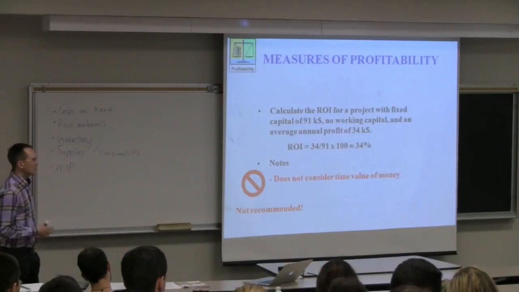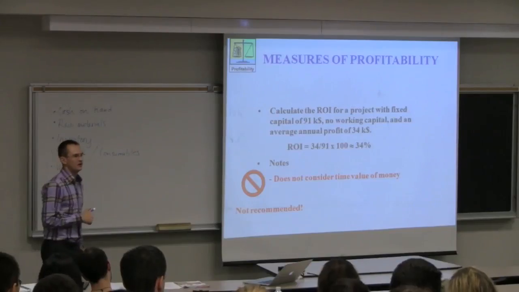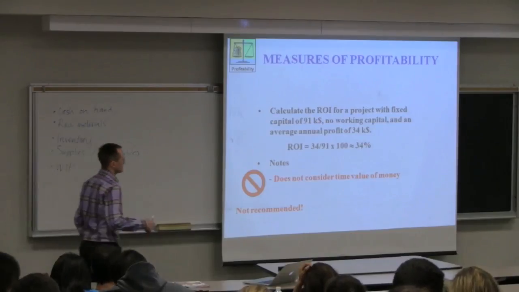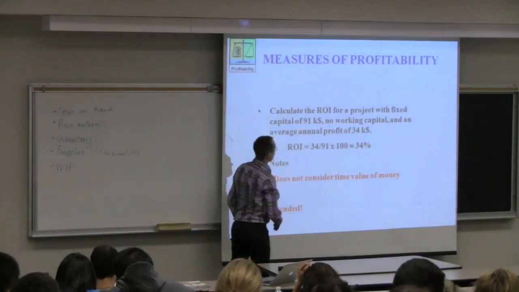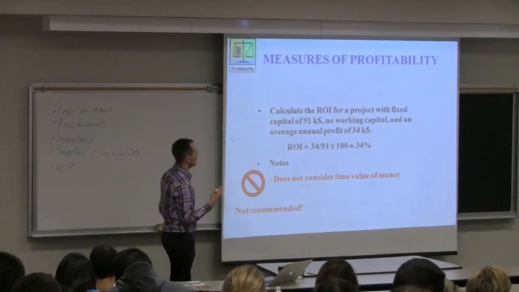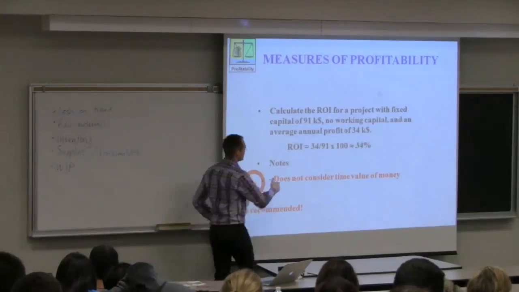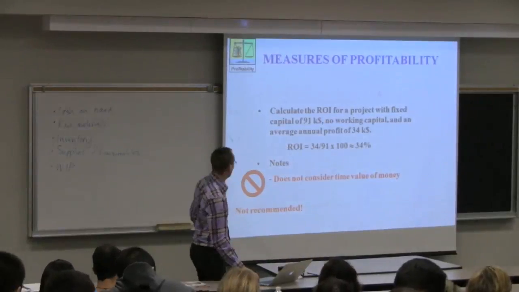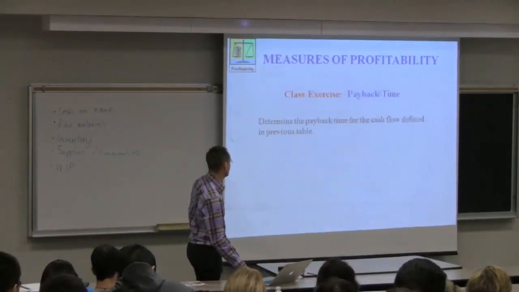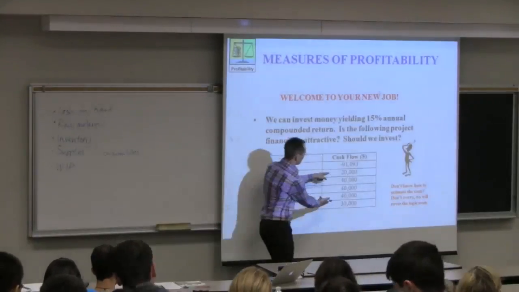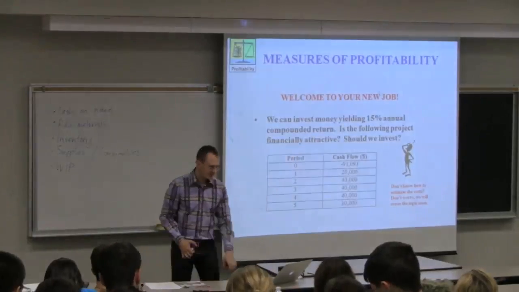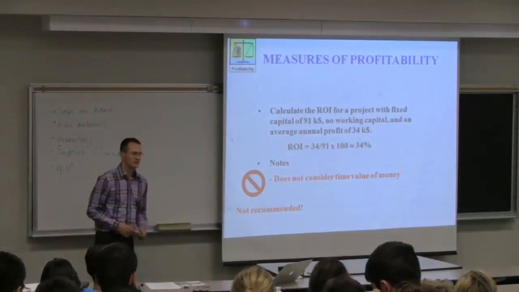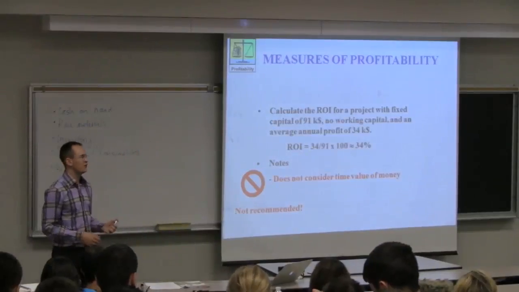So again, the problem with working capital is it doesn't consider time value of money, which is the big problem with using ROI as a measure of profitability. So here's a simple example. If we had that project with $91,000 of fixed capital, assuming no working capital expenses, our denominator then is $91,000, our numerator is $34,000, that's our average annual profit. So $34,000 divided through by the $91,000 of expenses gets you your ROI of 24%. So the problem there is we've not taken into account the time value of money.